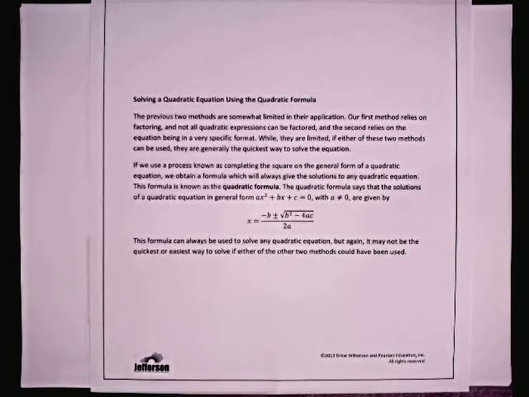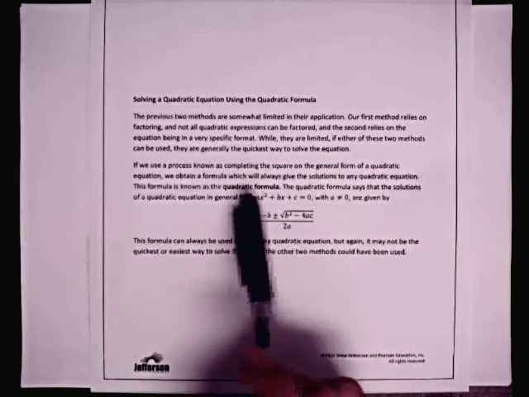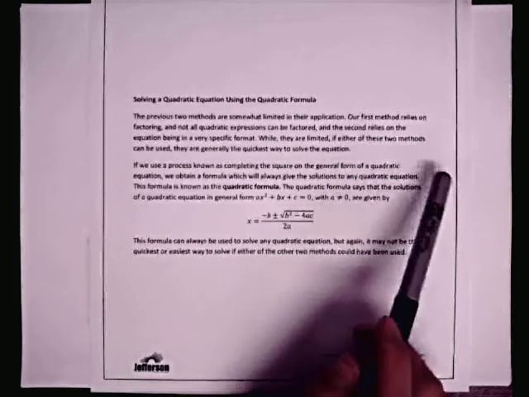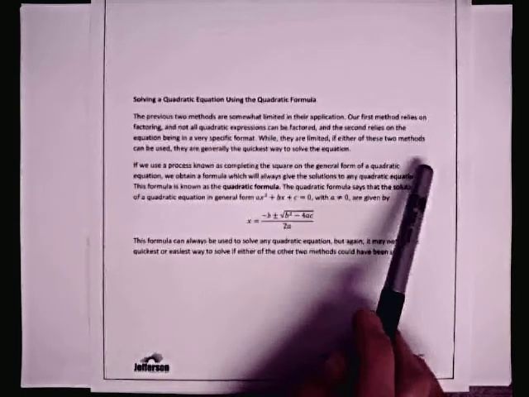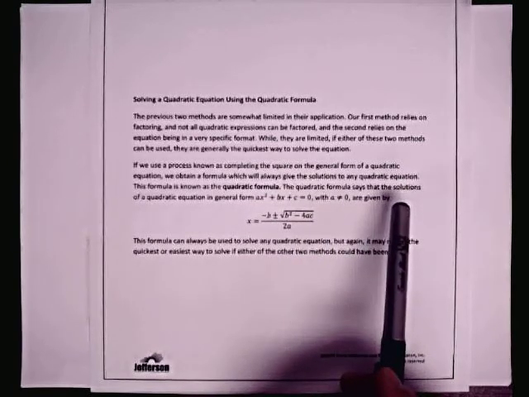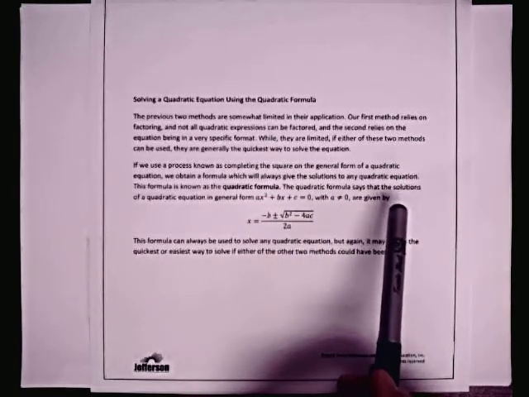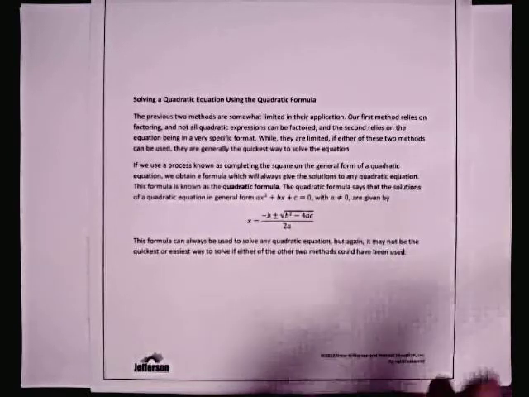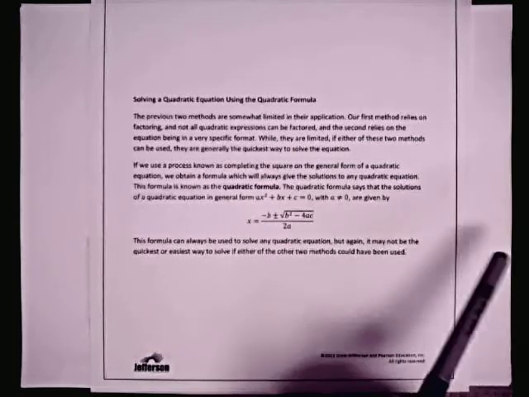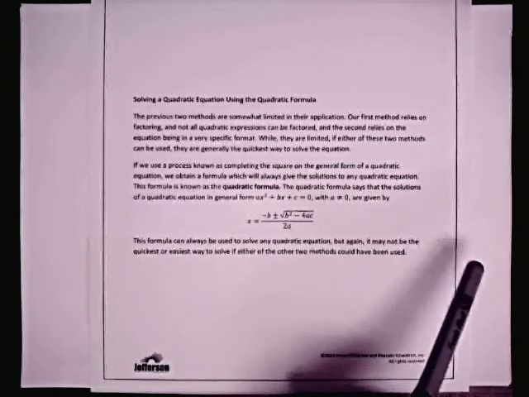A third way to solve is a process called completing the square, which we're not going to cover in this class, but you may have covered it in your intermediate algebra course. If we complete the square on the general form of a quadratic equation, it leads us to a formula that gives the solutions to any quadratic equation. And this formula is called the quadratic formula. Be careful with quadratic equation. That's referring to the equation you're solving, and the quadratic formula is the tool you're using to solve it.